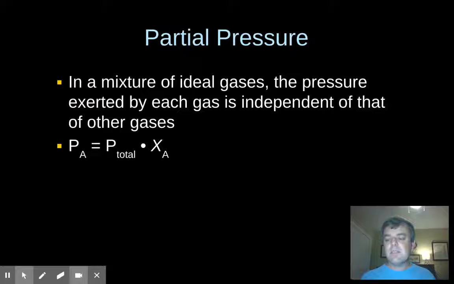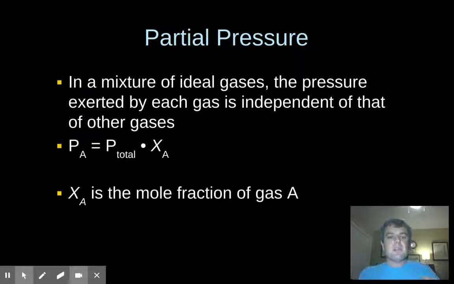So, we have this equation that's on your reference tables. It says the pressure contributed by gas A equals the total pressure times the mole fraction of gas A, where that's the Greek letter chi, that's the mole fraction. So however many moles of gas A divided by the total number of moles of gases in the container, you multiply that by the total pressure, and that gives you the pressure of gas A. So then you can add up all the individual pressures.